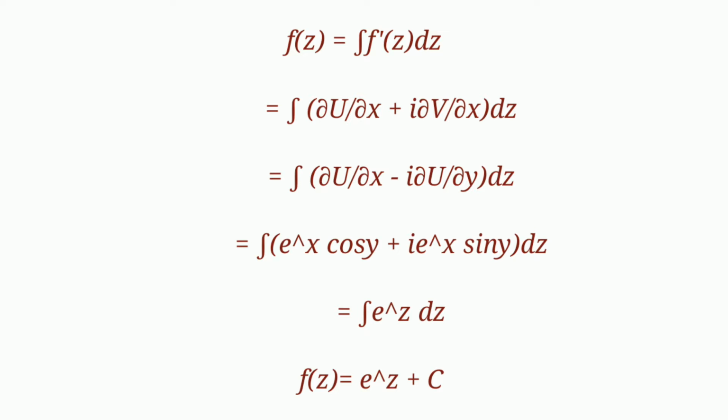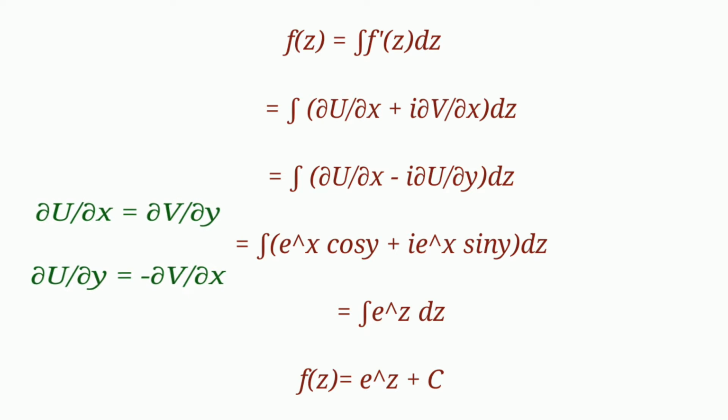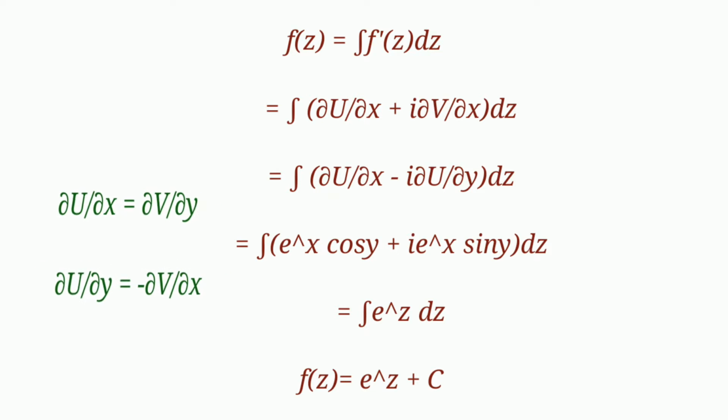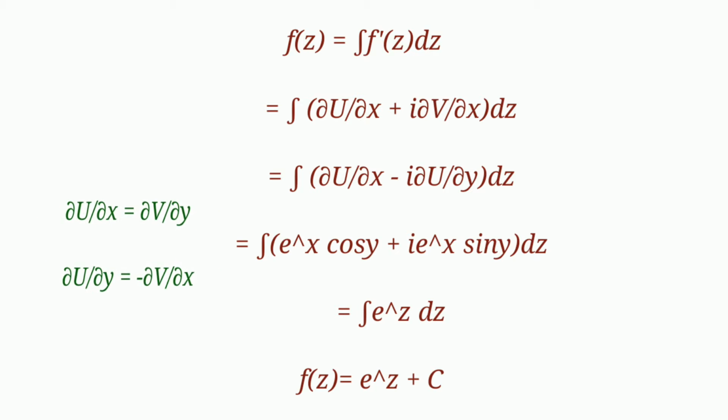Here we have to replace ∂v/∂x by ∂u/∂y in terms of partial derivatives of u by using Cauchy-Riemann equations. It is very clear ∂v/∂x is minus ∂u/∂y. So the integral becomes the integral of ∂u/∂x minus i ∂u/∂y. You replace ∂u/∂x and ∂u/∂y, then we have the integral of e^x cos y plus i e^x sin y dz.